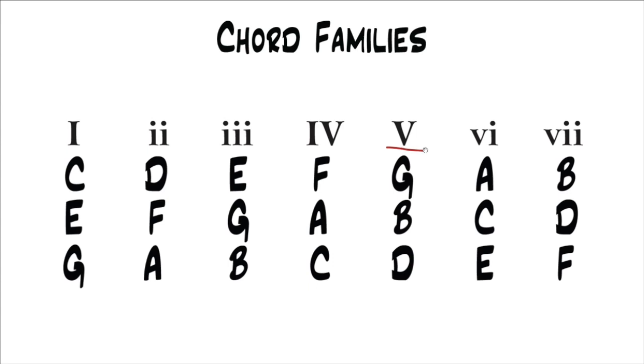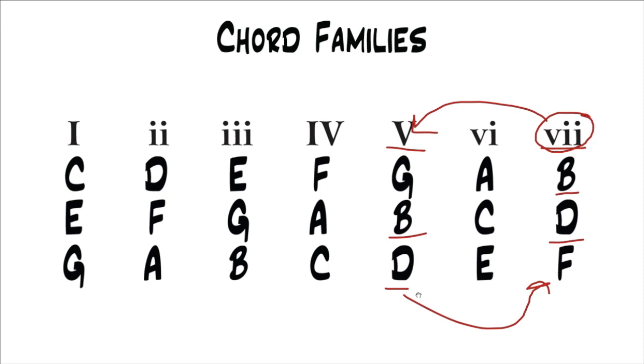And then for the dominant family, for the triad in the key of C, you have a B and a D. You have the same thing for the 7 chord, a B and a D. So these 2 chords can be interchangeable as well, meaning this 7 chord is in the same family as the dominant family with the 5 chord.